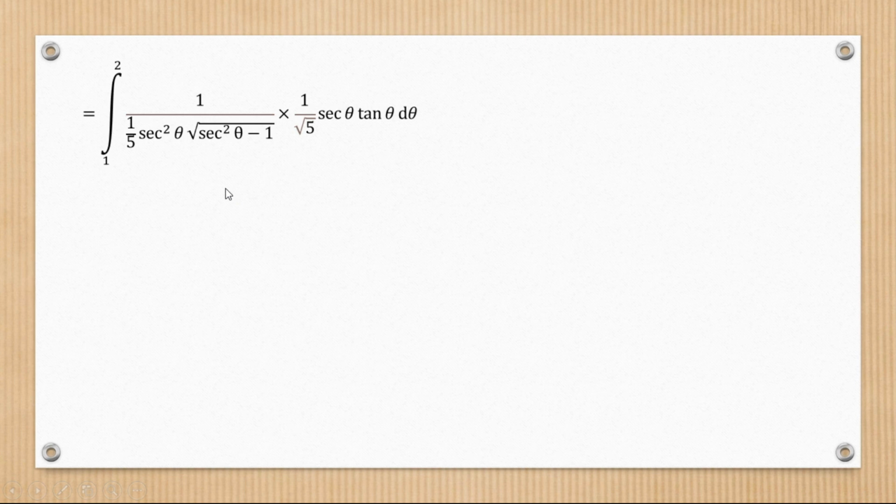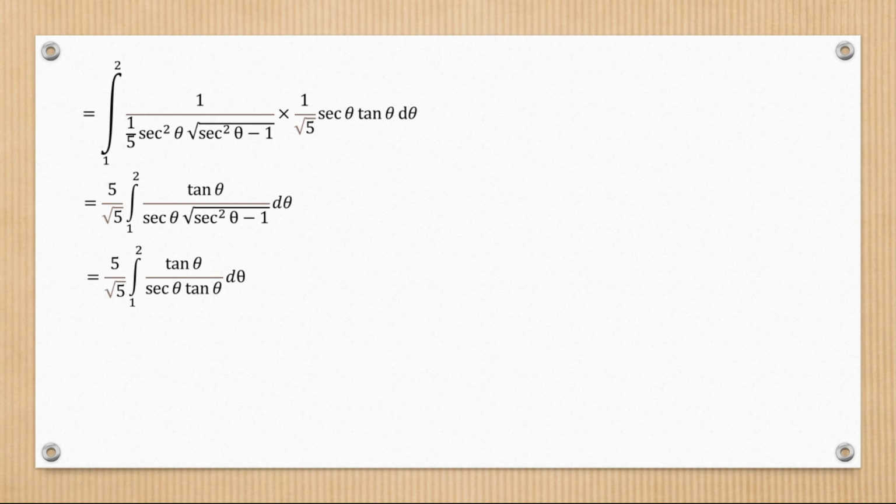Alright, so to get the next answer, all I have to do is get this 1 over root of 5 divided by 1 over 5, and what I'll have is 5 over root of 5, and then inside I can see that this and this will reduce, and then I'll be left with sec theta right here. Then I'll have tan theta at the numerator, but sec squared theta minus 1, remember, is tan squared theta, but now the root of tan squared theta is going to be equal to tan theta, so this is why I'm left with that.